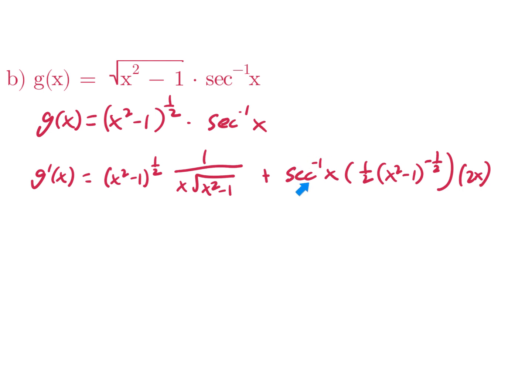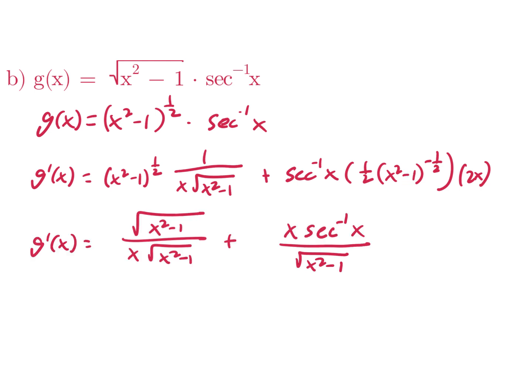okay, remember this is not the secant of all this. This is arc secant times this. So this can go down, the 2 can go down. Actually, the 2's can cancel. 1/2 times 2 is 1. The x is still up top. The arc secant is still up top, and this goes down. So here's what that looks like.